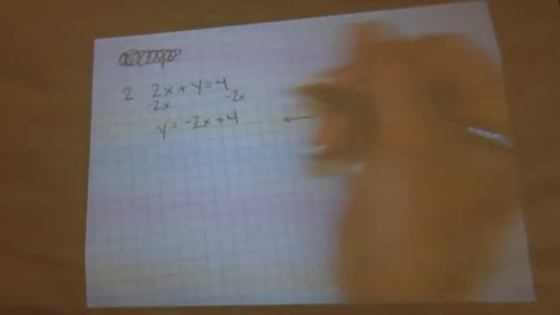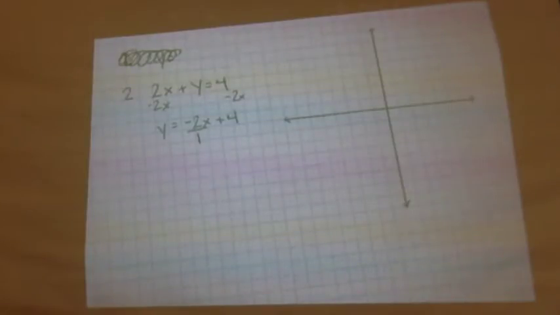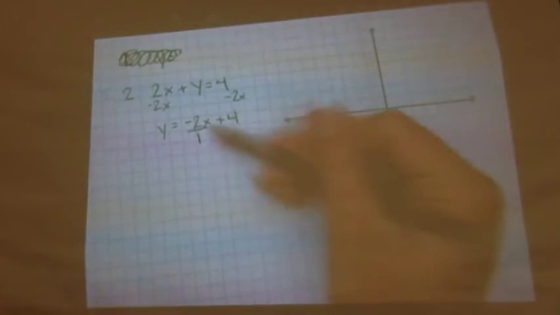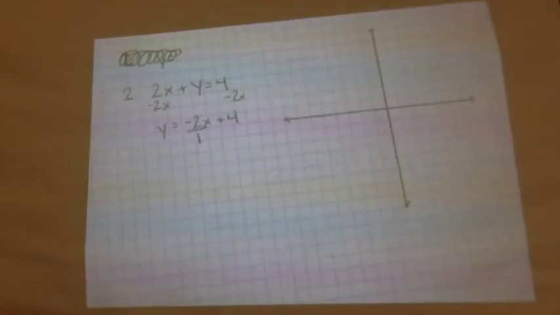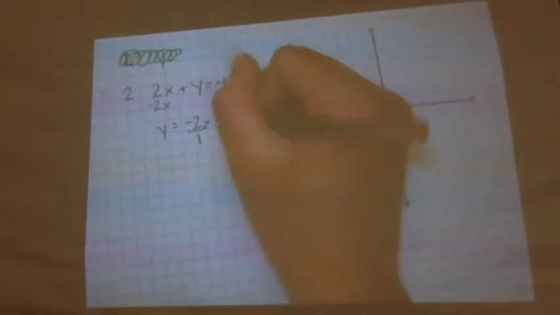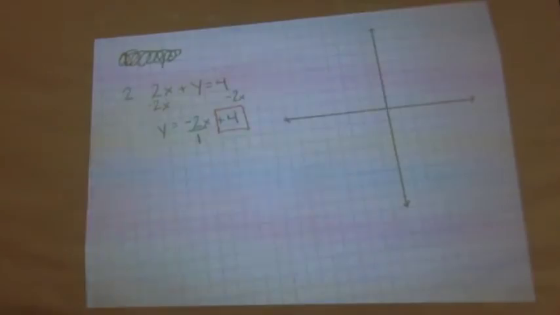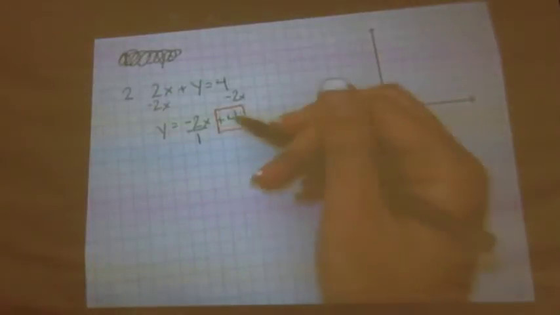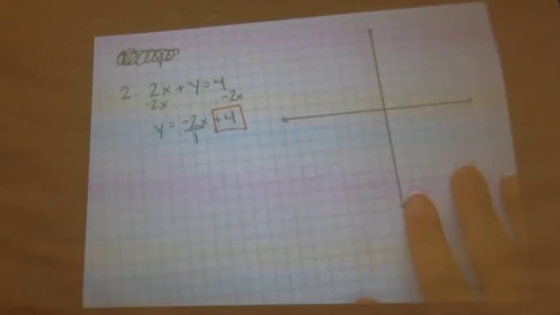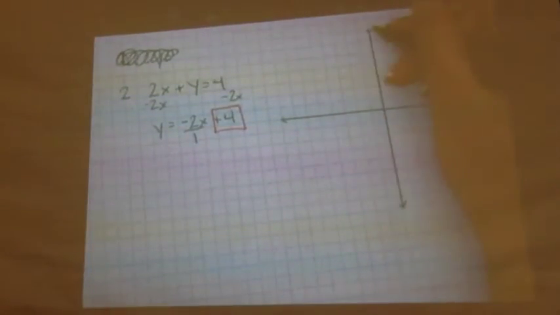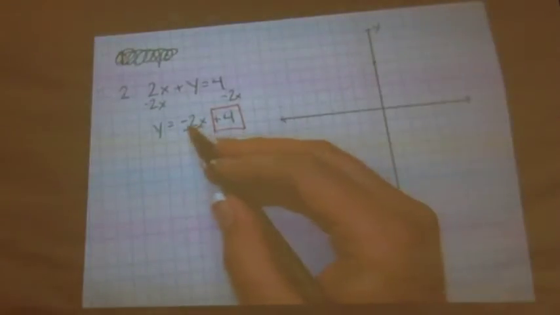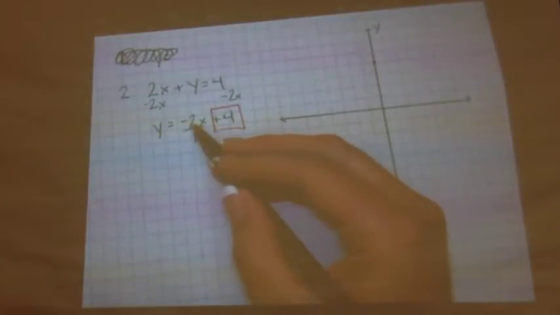Negative 2 is saying the same thing as negative 2 over 1. Negative 2 divided by 1 is still negative 2. So now I can put this into my graph using slope-intercept form. My y-intercept is this end part here, the plus b, so plus 4 in this case. So on my graph, I'm going to go on the y-axis here. I'm going to go up 4, so 1, 2, 3, 4. Is where I'm going to start, and my slope is rise over run, so negative 2 over 1.